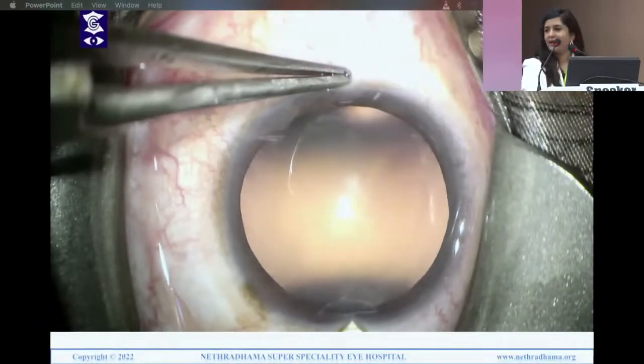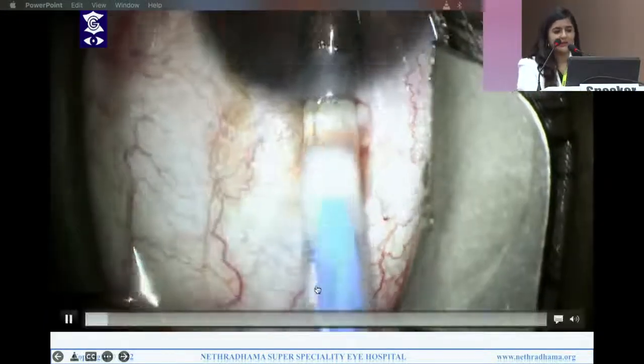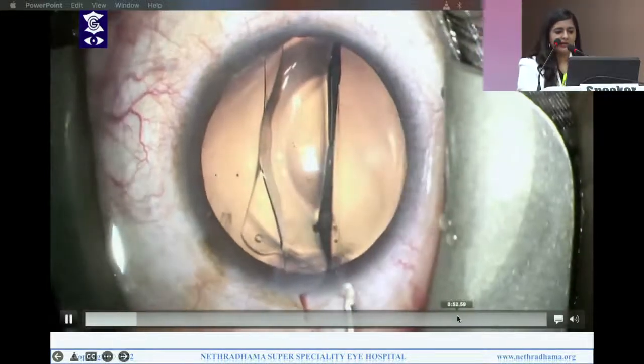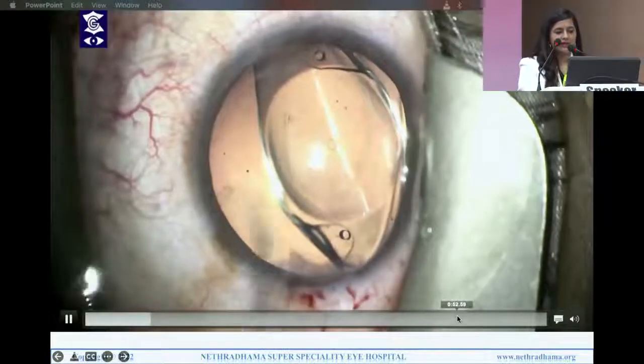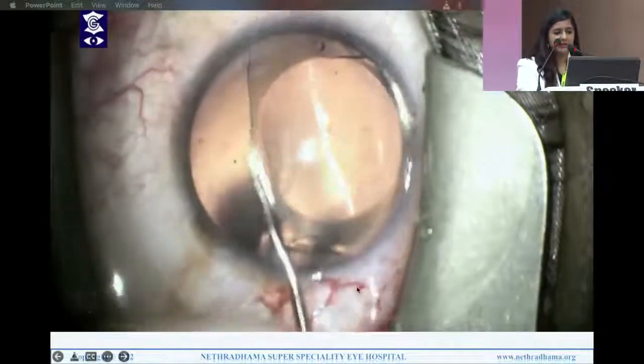Supriya, I would request you to just summarize. Yes, I'm just ending with this one tricky situation that we may face of the ICL getting injected wrongly. So here it's flipped over inside the anterior chamber. It's actually injected in the wrong orientation.